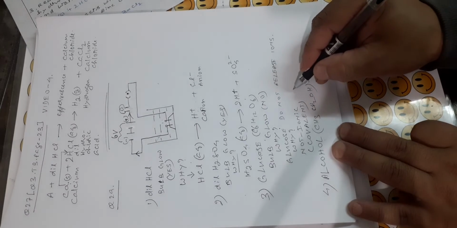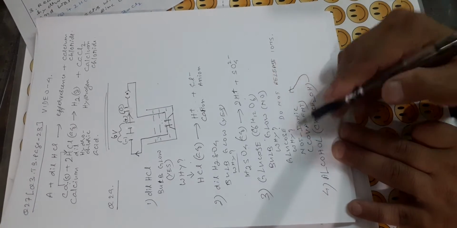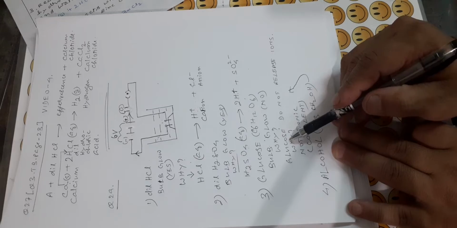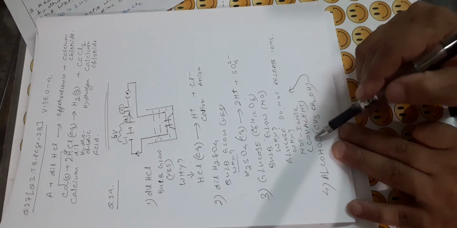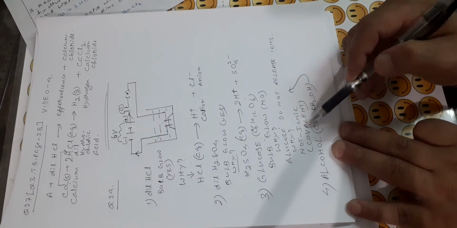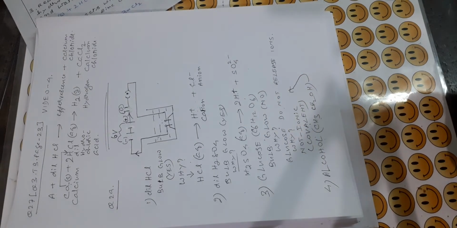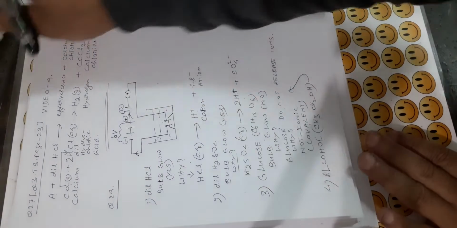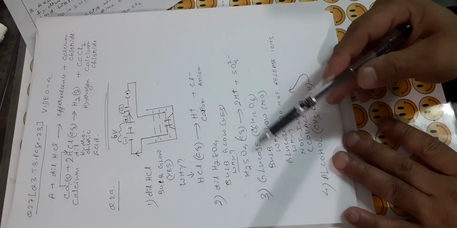Same as glucose, it happens. The bulb does not glow. Why? Because alcohol does not release ions. And why? Because it is not ionic. Alcohol is covalent. So today we found out that only ionic substances release ions in water and conduct electricity.